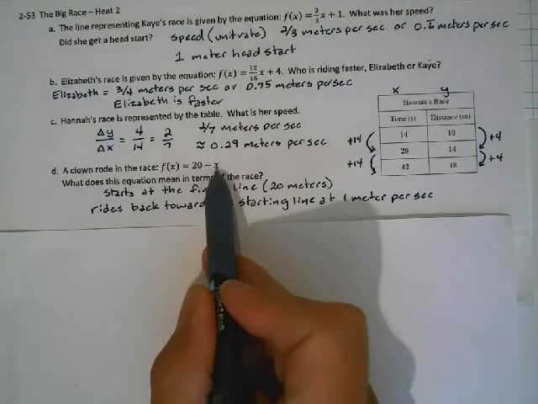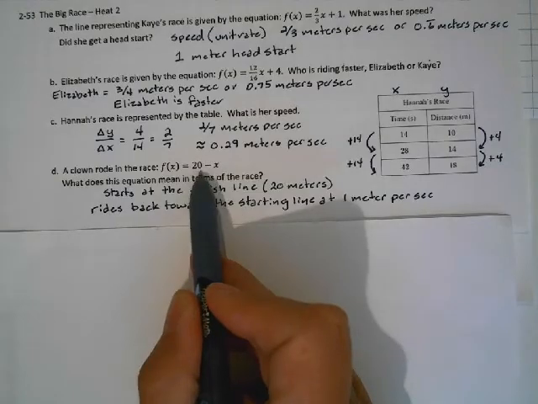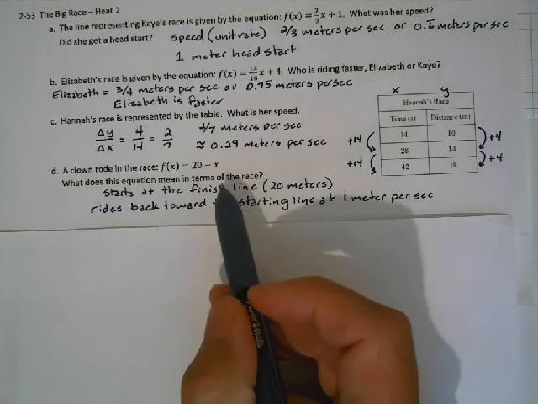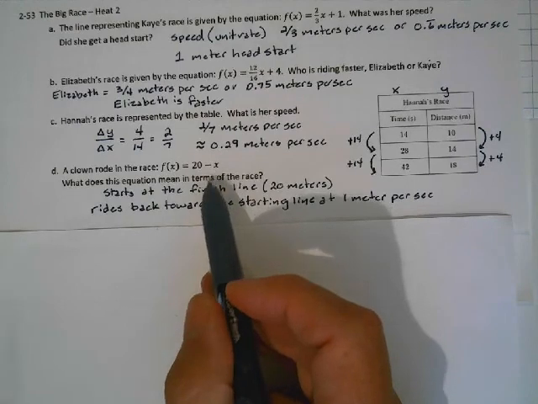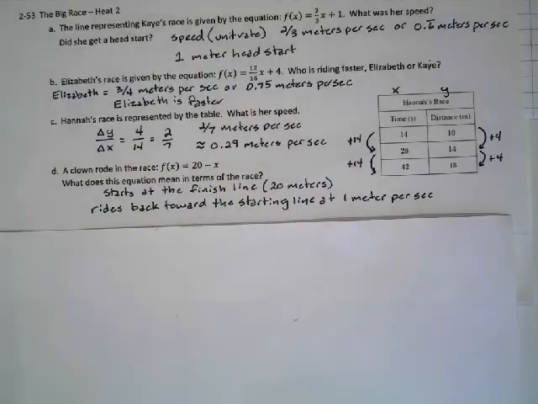So if you plug it in at 1 second, he started at 20 and now he's only at 19. So he's going backwards in the race. At 2 seconds, he's at 18 meters. So you can see here that his distance is getting shorter as the race goes on, whereas everybody else is racing towards the finish line. He's starting at the finish line and going towards the starting line instead.